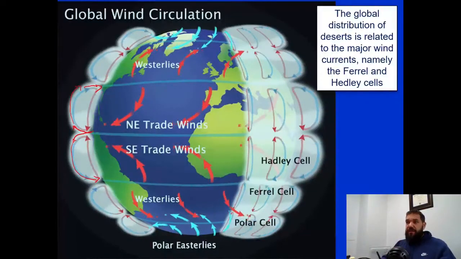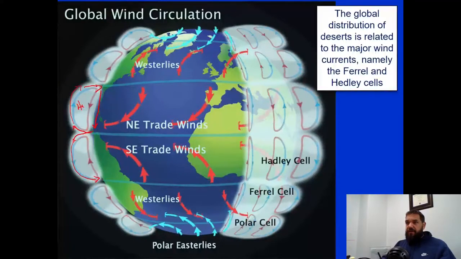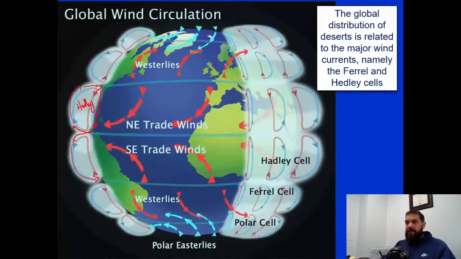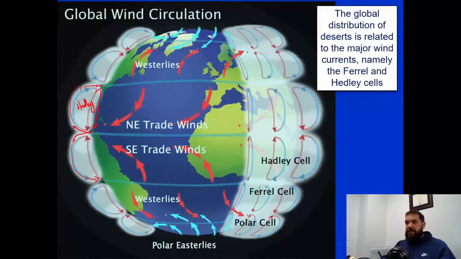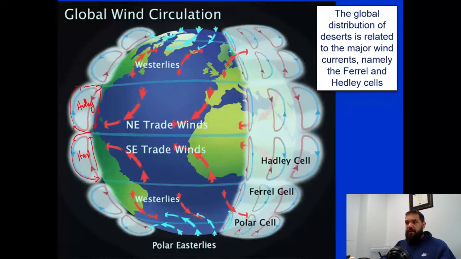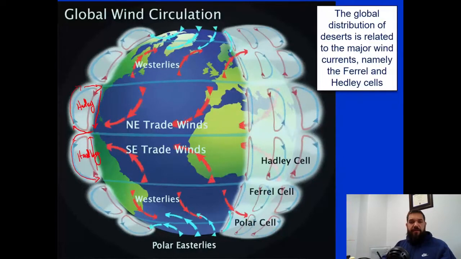So this cell that's convecting right here, you see this cell that's convecting? That's called the Hadley cell. This one that's convecting right here is also the Hadley cell. So you see there's a Hadley cell in the north and the south hemisphere.